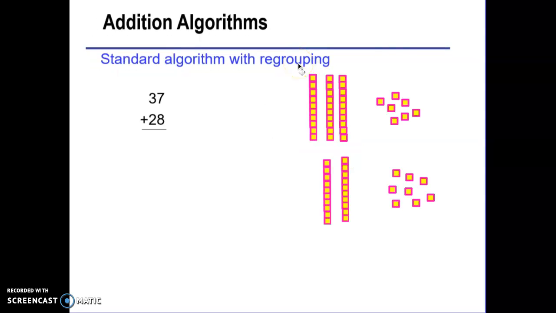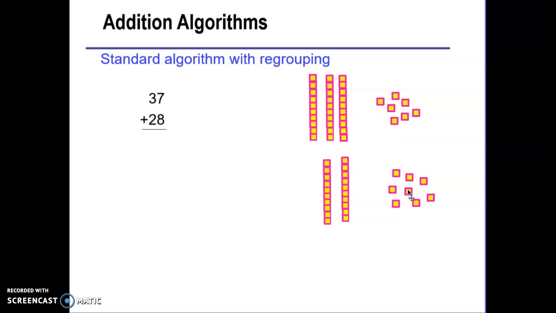Okay, let's do that same question, only this time we're going to do the standard algorithm and we're going to do some regrouping. So I have built here with our blocks 37 and 28. And you remember when we do addition that we build both of the numbers to start with. So 37 and 28. I'm going to start in the ones place. So I'm going to group together my tinies.